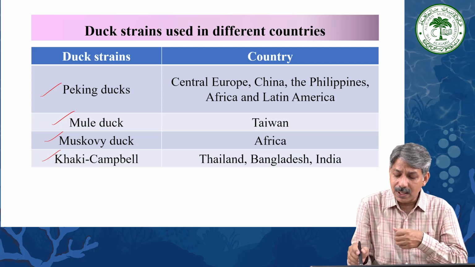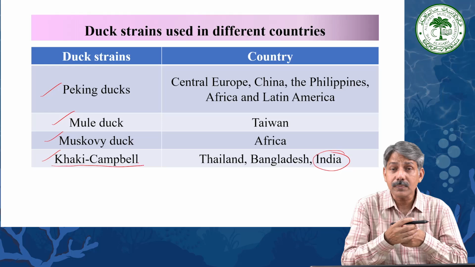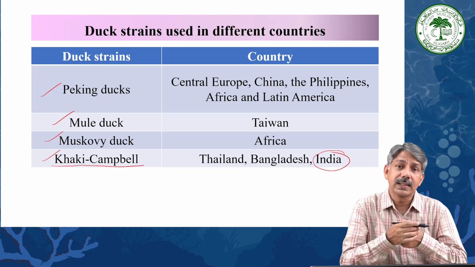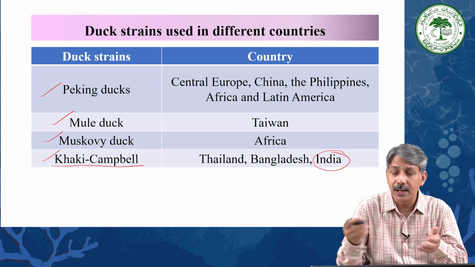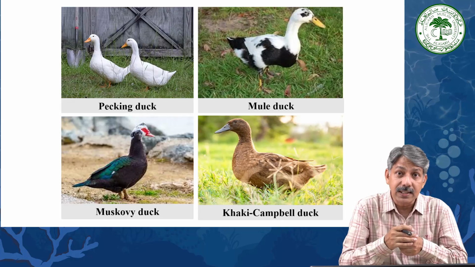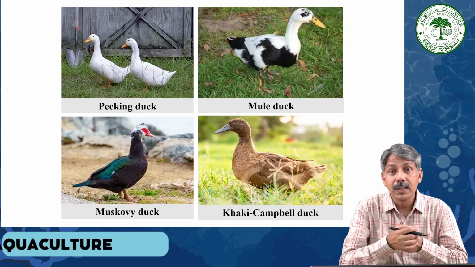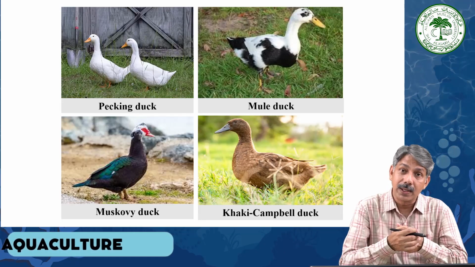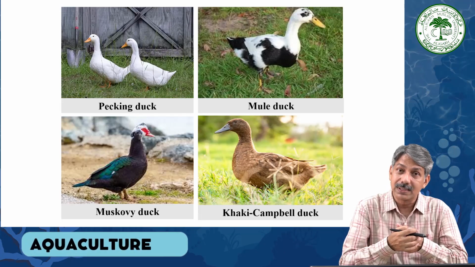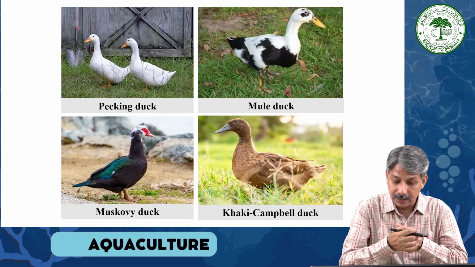So in India, we are mostly using Khaki Campbell ducks. It all depends on the kind of environment you have. You can have any of these strains. One strain that may not be beneficial in one region may give a very good growth rate and very good profit to the farmers in another region of the country or in any other country.